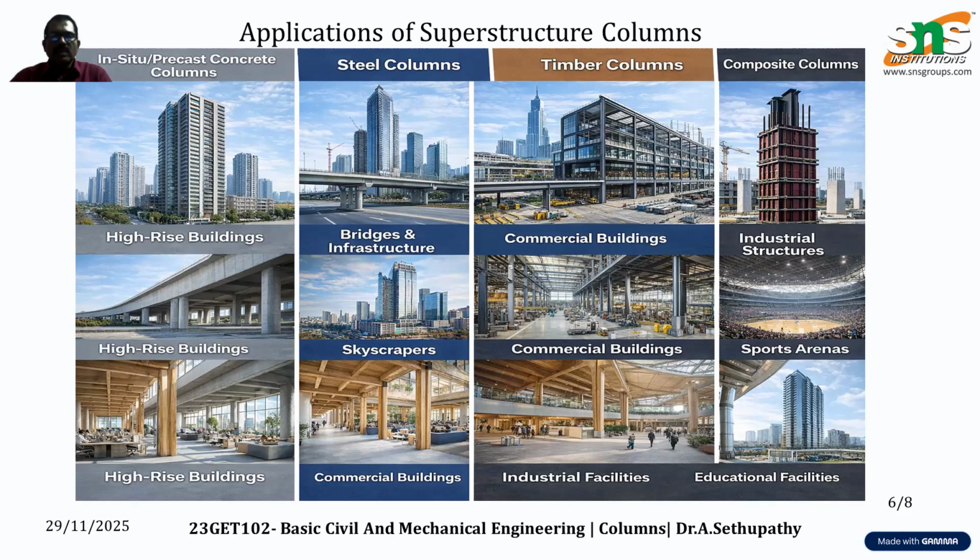Another one is steel columns. These steel frames we use in bridges, infrastructure, and glass buildings. In superstructure buildings with glass, instead of masonry work we use steel columns and steel materials. It looks aesthetic and strong enough, but it cannot withstand very heavy loads. So we use it with glass materials.